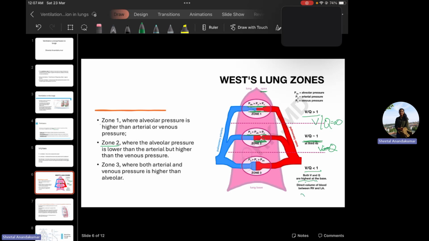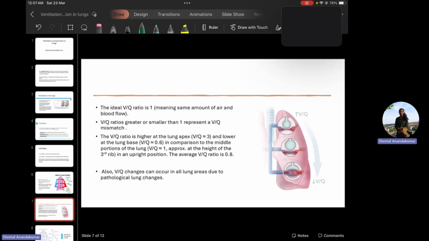So that's basically the lung zones. And that's what the ideal VQ ratio is, 1, meaning that the amount of air is equal to the blood flow. VQ ratios greater or smaller than 1 represent a VQ mismatch. The ratio is higher at the lung apex, approximately 3, and lower at the base of the lungs, approximately 0.6, in comparison to the middle portion of the lungs, where it is approximately equal to 1.